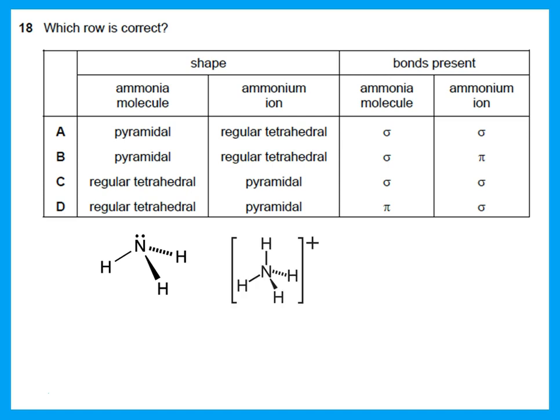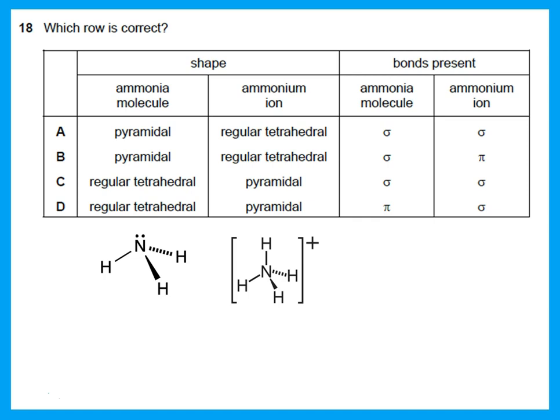Then ammonium looks like this. Ammonium has 4 bonds equally spaced, with the least repulsion between the bonding pairs of electrons. It should be a regular tetrahedral structure.